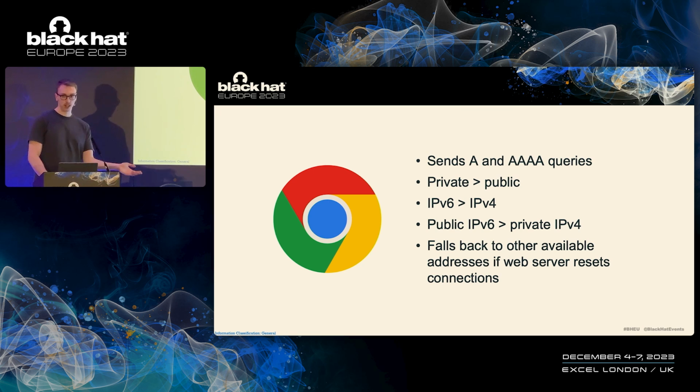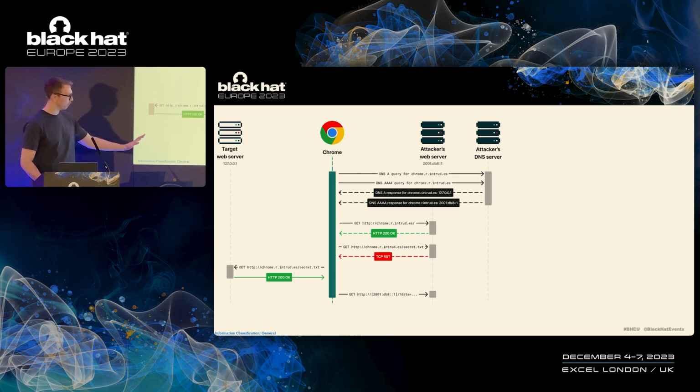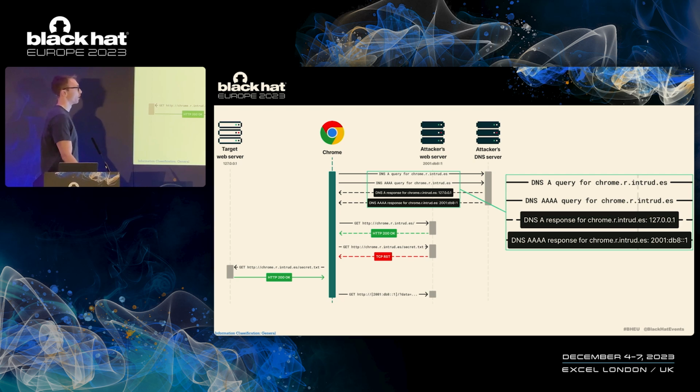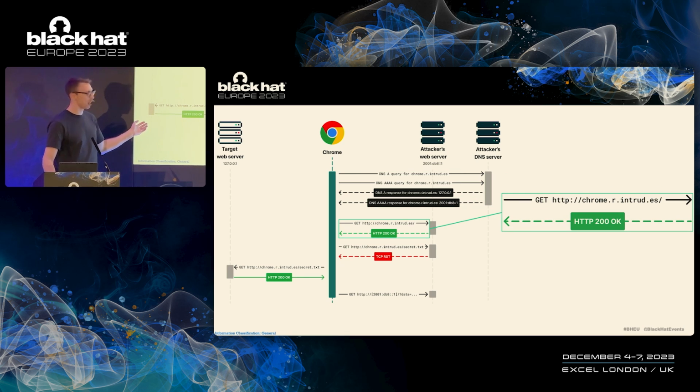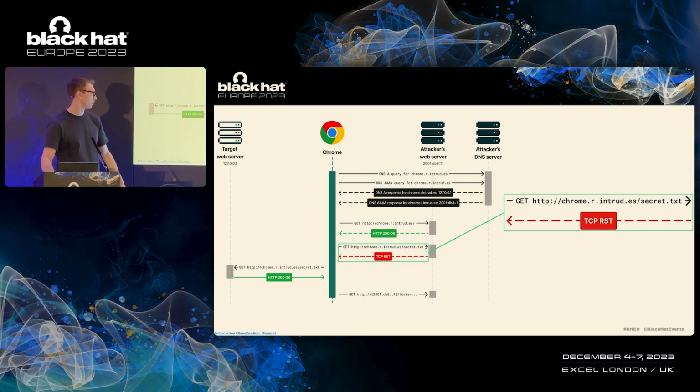So this gives us enough for a plan. And this plan doesn't work, and I'll tell you why in a second, but we'll improve it and fix it. So we load up our domain in Chrome. We get A and quad A queries. We respond with an A record for our target web server and a quad A record for the attacker's web server on the public internet. Chrome prioritizes the public IPv6 address of the attacker's web server. We return a page which tries to repeatedly request our secret file. And from there, when we receive that request, we reset the connection.